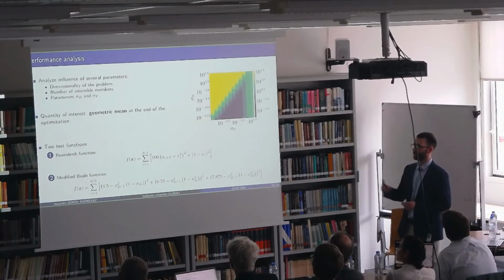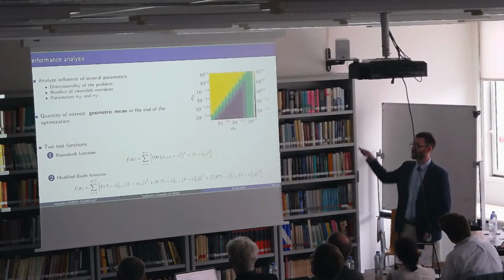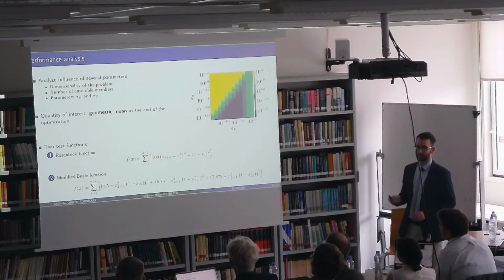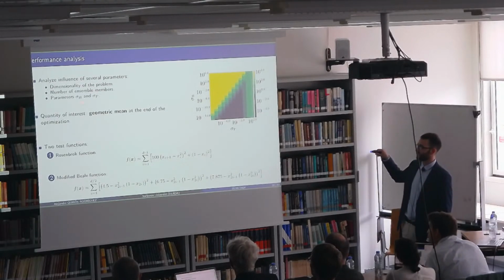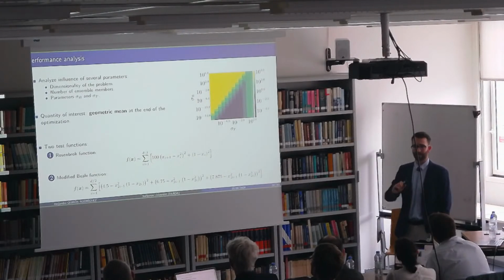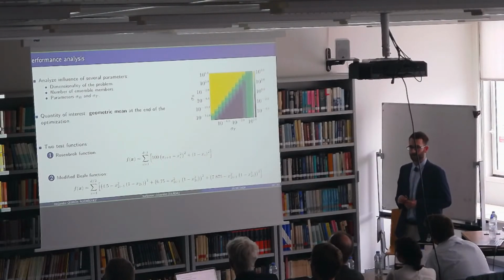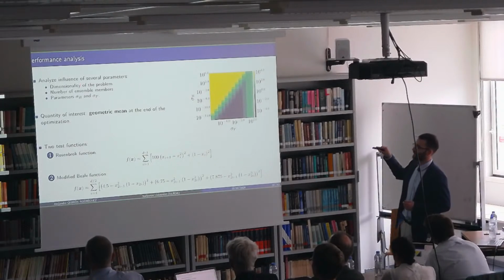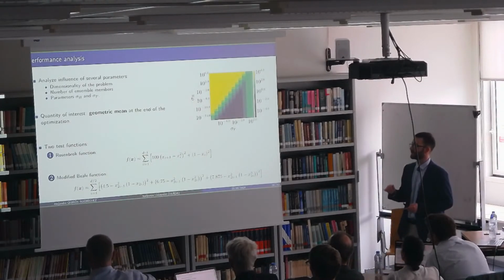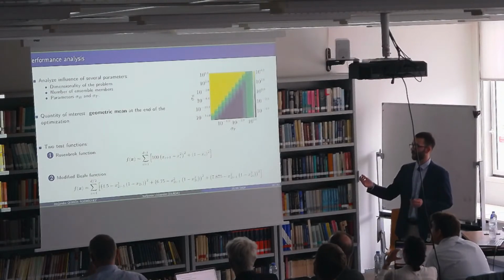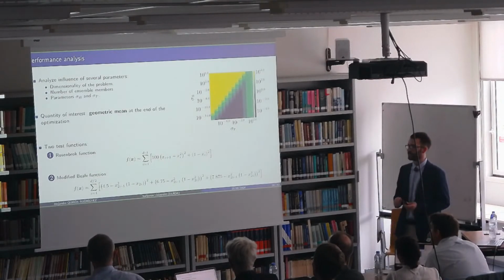So something that we thought was missing in the literature from people using this method is a parametric analysis of how the different parameters affect the performance of the method. And we decided to analyze the influence of the dimensionality of the problem, the number of ensemble members, and the parameters sigma_h and sigma_p, where sigma_h is used to weight the relative importance of the penalization term in the objective function, and sigma_p gives you the standard deviation to compute the ensemble members, so how far these ensemble members are from the center.